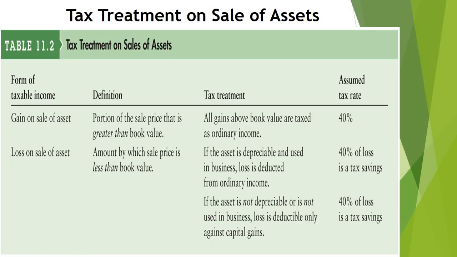Now let's look at the tax treatment on sale of old assets. Say for example, your tax rate is 40%. In this case, if there is a gain on sale of assets, that means all gains above book value are taxed as ordinary income. If there is a gain above the book value, you have to pay 40% tax on your gain. However, if there is a loss on sale of assets, 40% of the loss is a tax saving.